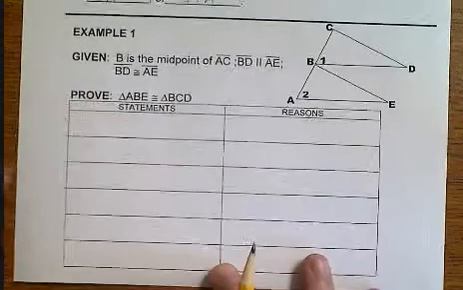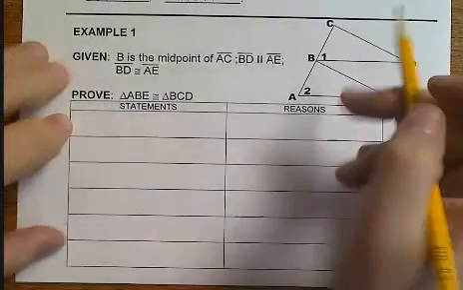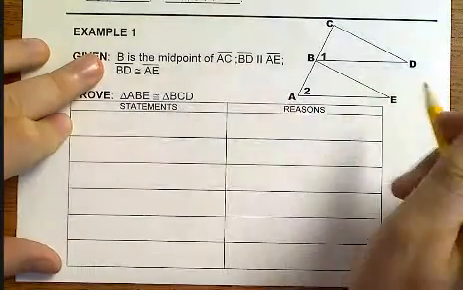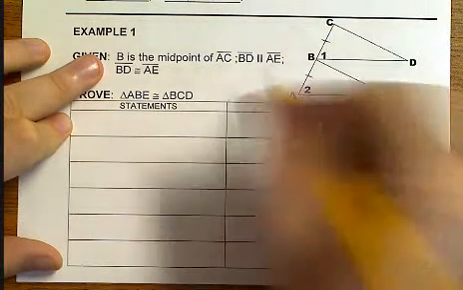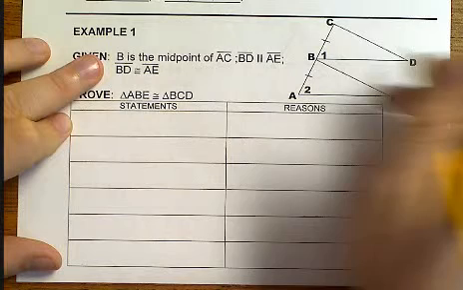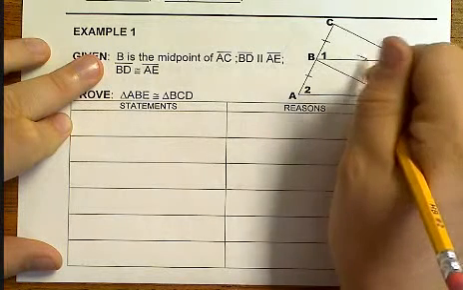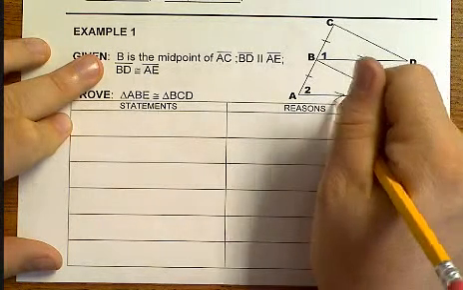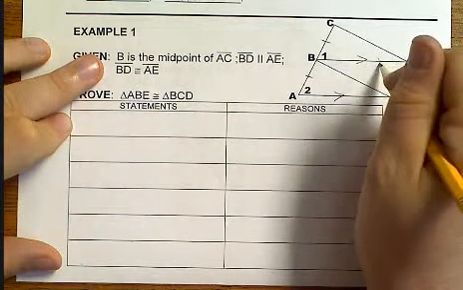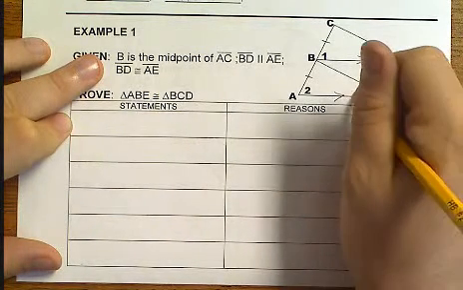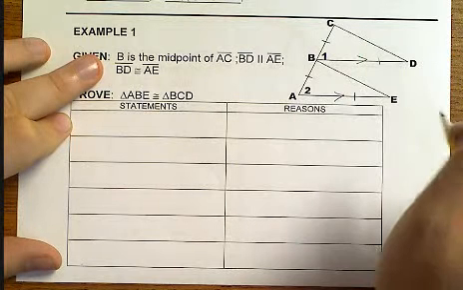We're going to start off by labeling our picture. They tell us that B is the midpoint. That means that those two are congruent. They say that BD is parallel to AE. And then they told us that BD is congruent to AE.